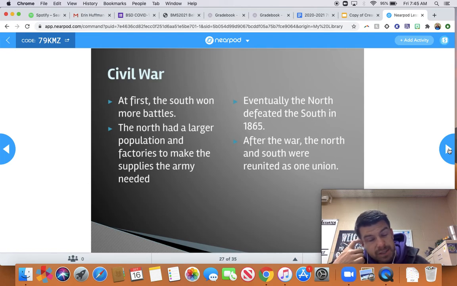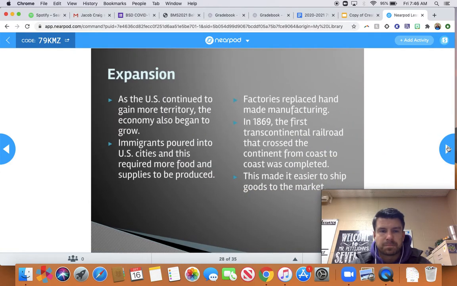Okay, at first, the South is doing incredibly well. They have incredible leaders such as Stonewall Jackson and Robert E. Lee. They're both military geniuses. However, the North has manufacturing, and they can mass produce weapons, ammunition, and they essentially are able to use more of their industrial might to help defeat the South in 1865. About a week after the war, Abraham Lincoln is assassinated at Ford's Theater.